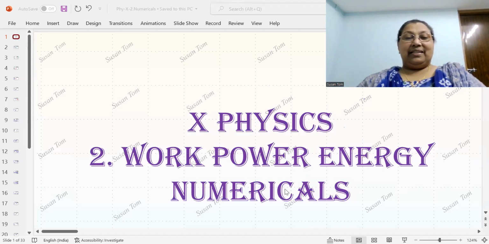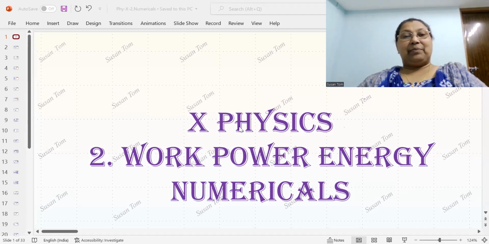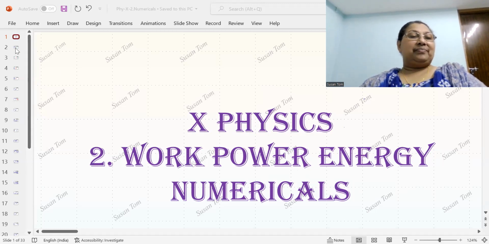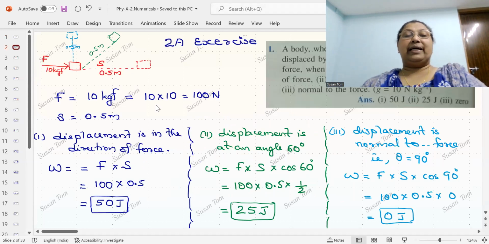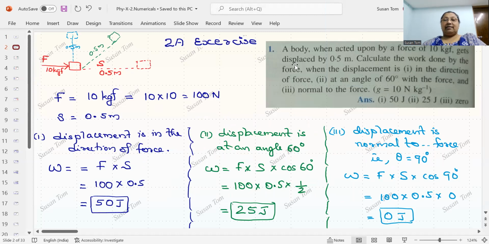So, children, today in physics Chapter 2, Work, Power and Energy, we are doing numericals, right? Okay, come on. Question number 1 of Exercise 2A. We begin with Exercise 2A, right? Okay, come. The question is: a body when acted upon by a force of 10 kgf.